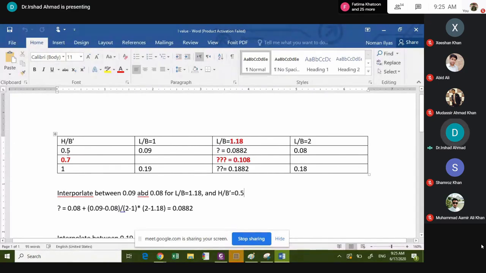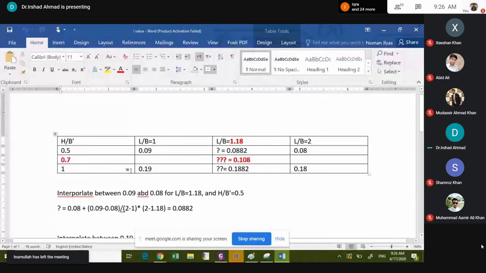For 0.5 you have 0.09 value from the table, and another value you had, 0.08. These two values are available in the table. For 1 it is 0.19 and 0.18. But what you need is for L by B 1.18, which is between these two values, and H by B 0.7, which is between these. You know what I mean?